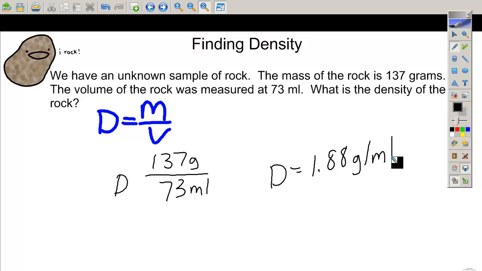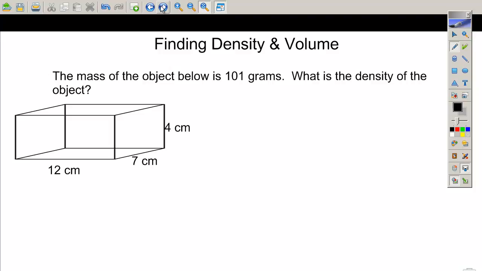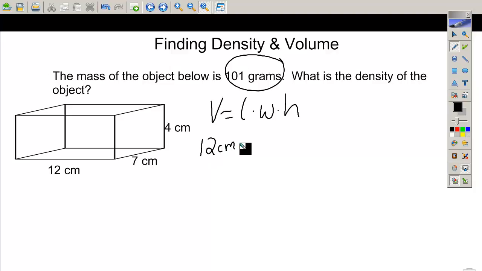Next, finding the density and the volume. So this one we don't know what the volume is, and we want to know what the density is. It says the mass of the object below is 101 grams. What is the density of the object? First and foremost, we need to determine what is the volume. So we're going to use our formula. Volume equals length times width times height. So we can simply put 12 centimeters times 7 centimeters times 4 centimeters, and that will give us our volume.